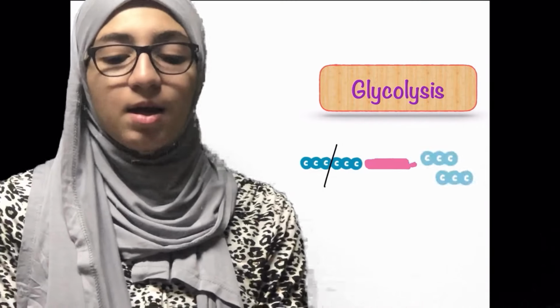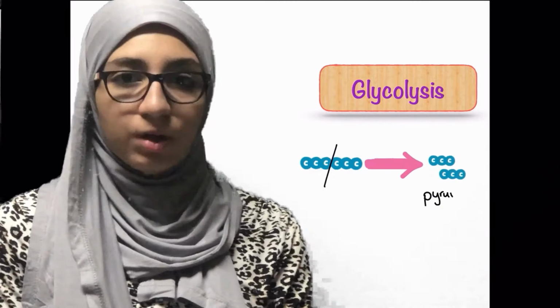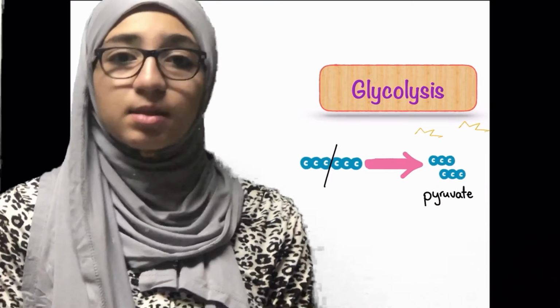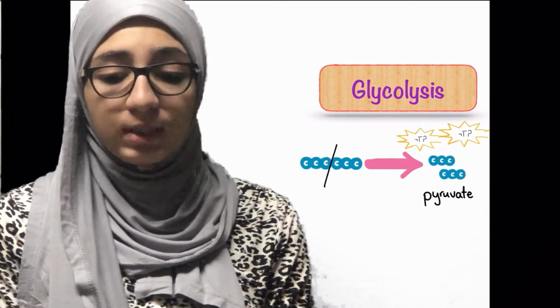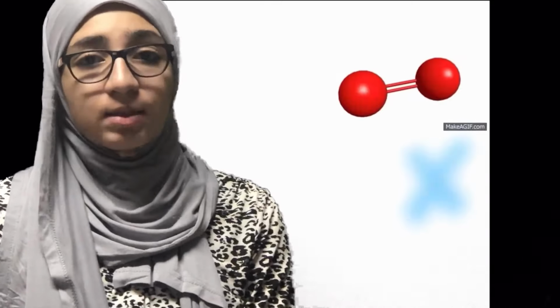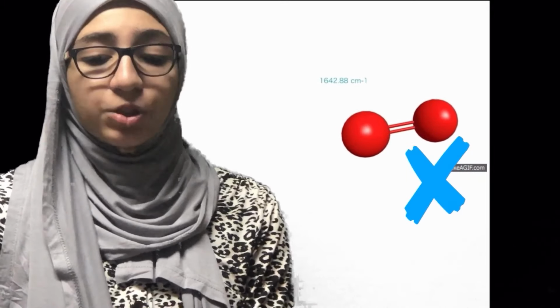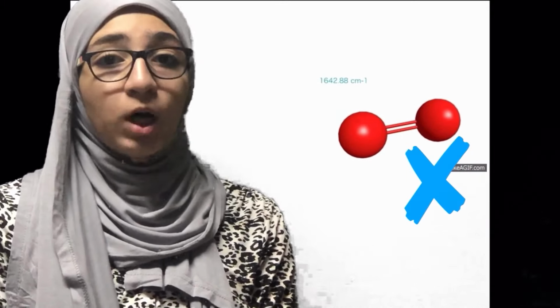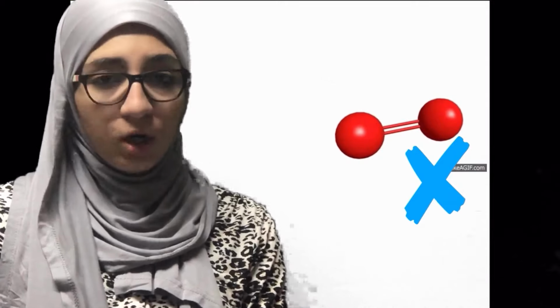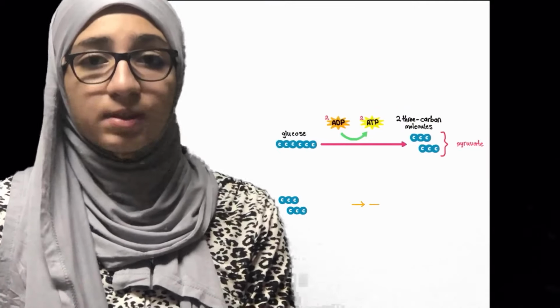Glycolysis splits glucose into 2, 3-carbon molecules plus 2 molecules of ATP. Glycolysis is anaerobic, which means it does not need oxygen to take place. Glycolysis is necessary for cellular respiration to occur. The product of glycolysis, 2, 3-carbon molecules, also called pyruvate, is the reactant of cellular respiration.